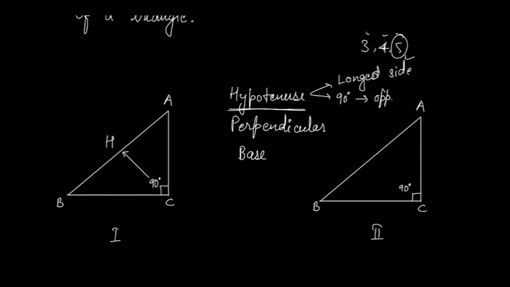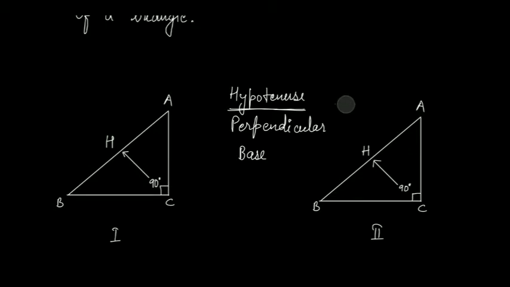See in the first triangle, angle C is 90 degrees, and what is the side opposite the 90-degree angle? That is AB. So AB is the hypotenuse, and we denote it by capital H. The hypotenuse never changes, it will always remain the same. Whatever the longest side is, that will always be the hypotenuse. The side opposite the 90-degree angle is always the hypotenuse.